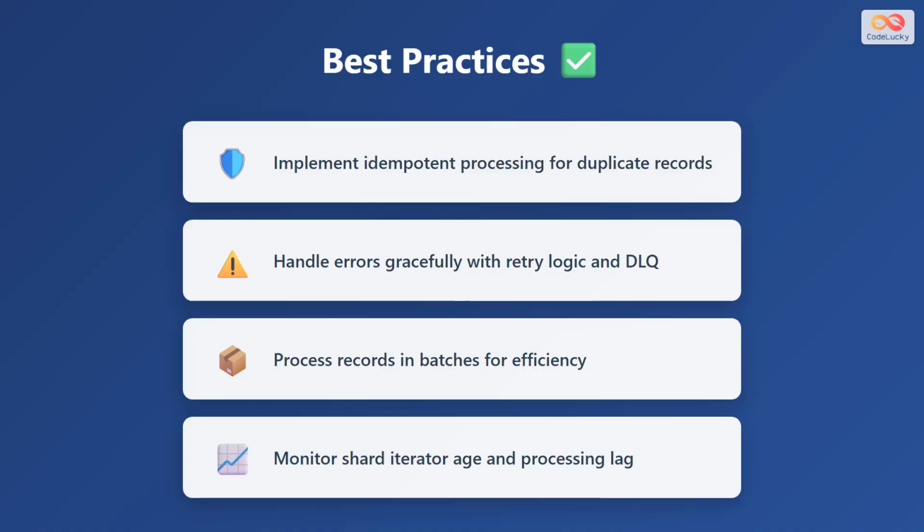Follow these best practices when working with DynamoDB streams. First, implement idempotent processing to handle duplicate records safely, as the same event might be delivered more than once in rare cases. Second, handle errors gracefully with retry logic and a dead letter queue for records that fail processing. Third, process records in batches for better efficiency rather than one at a time. Fourth, monitor the shard iterator age and processing lag to ensure your stream processing keeps up with incoming changes.